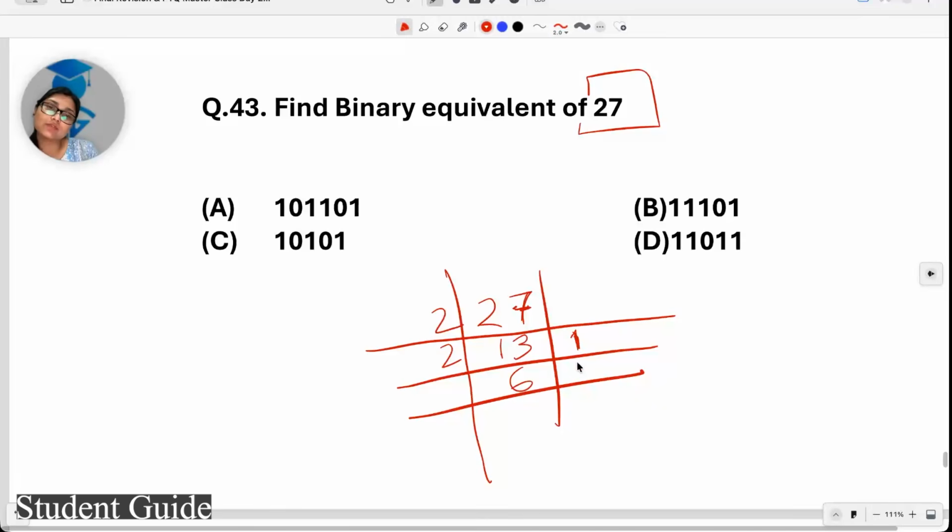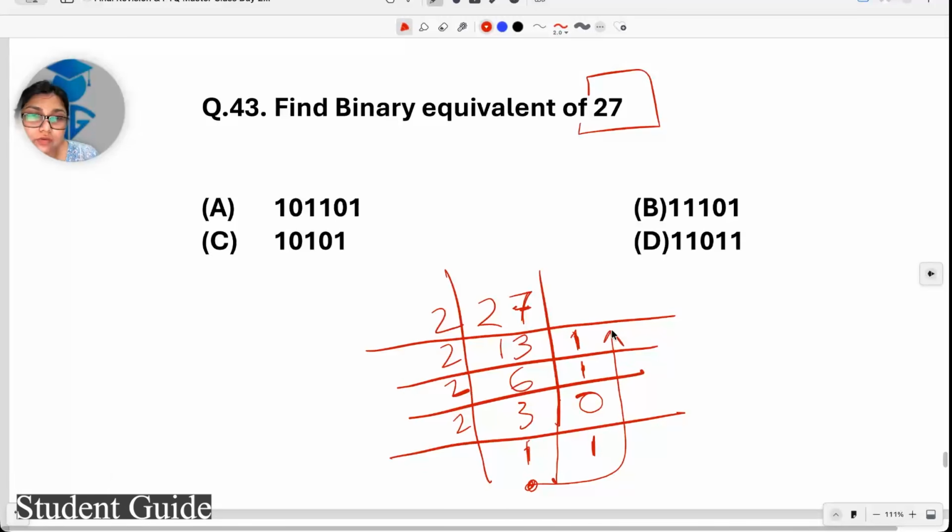6 divided by 2, 12, so you will get a remainder here. Again divide it by 2, 3, you will get a remainder of 0. Next, again divide it by 2, again you will get a remainder 1. Now, you need to read this from the bottom to the top, like 1, 1, 0, 1, 1. This is the correct answer for this, option number D. 1, 1, 0, 1, 1. From the bottom, you need to read.